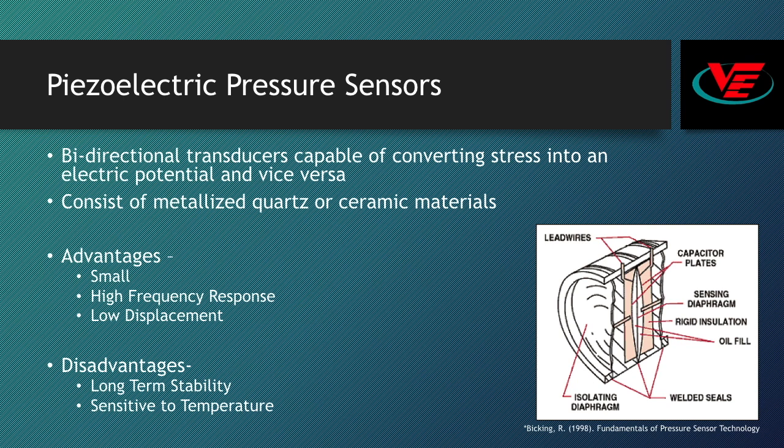Piezoelectric pressure sensors work by converting stress into an electrical potential and vice versa. The 2 main types of piezoelectric sensors are ones made with a ceramic sensing plate and ones made with quartz. A quartz piezoelectric sensor will give you the most accurate pressure measurement you can find, but will cost you up to tens of thousands of dollars. The advantage that both types of piezoelectric sensors share is that they can be small, have a high frequency response, and have a low displacement. The disadvantage is that their long-term stability can be shaky, and it's sensitive to temperature.